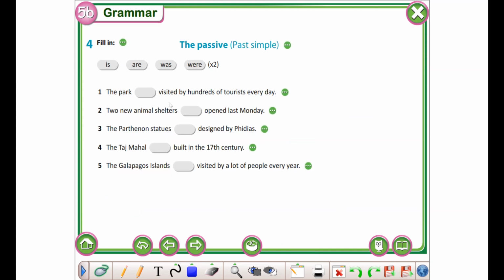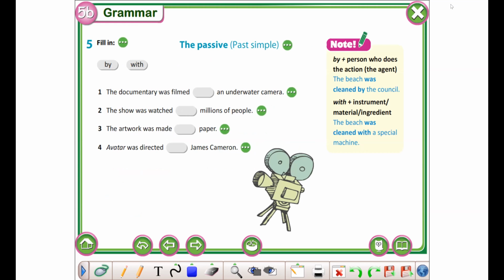So this activity is to do with the using of is, are, was, were depending on the tense and whether there is one agent or two agents. But the next one is more important when we introduce by and when with. So when you introduce the person who did the activity, you should use the preposition by.